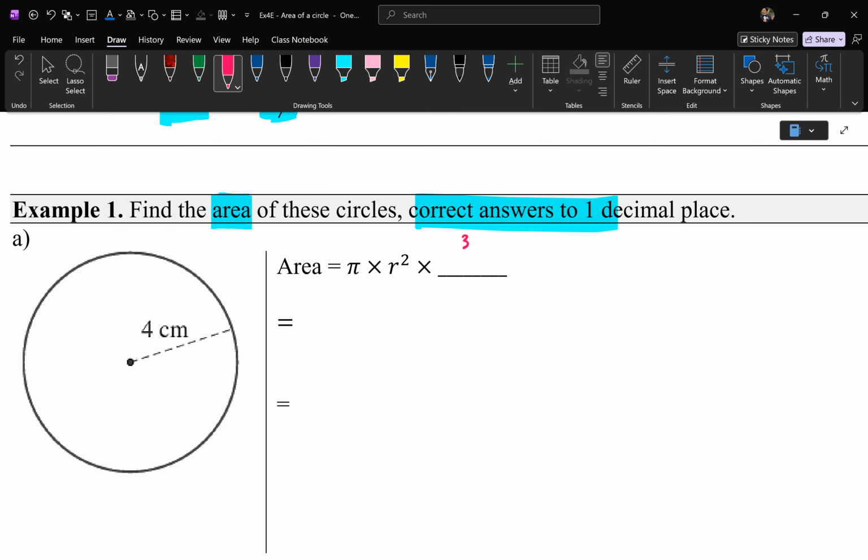360. So this is 360 rotation out of 360. So I want a full circle. What is the radius in this diagram though? 4. So then you'd say it's pi times 4 squared times 360 over 360.